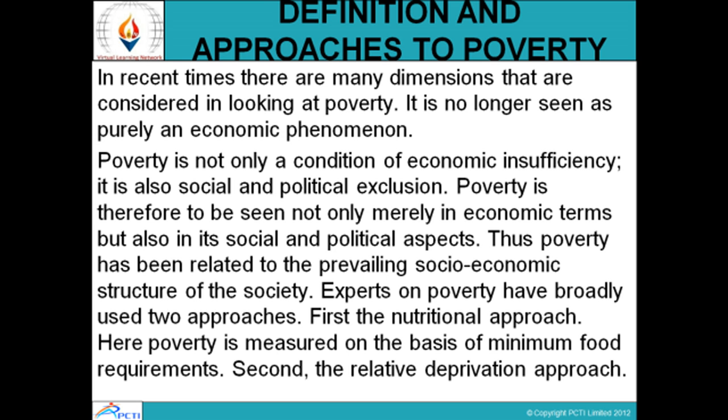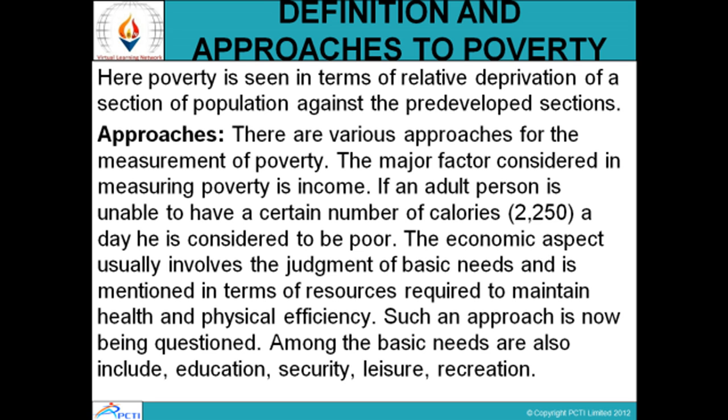Experts on poverty have broadly used 2 approaches. First, the nutritional approach. Here, poverty is measured on the basis of minimum food requirements. And second, the relative deprivation approach. Here, poverty is seen in terms of relative deprivation of a section of the population against the more developed section.